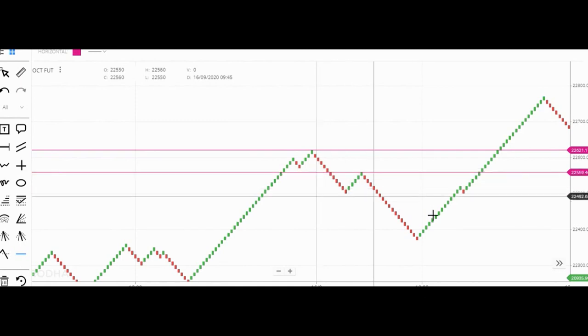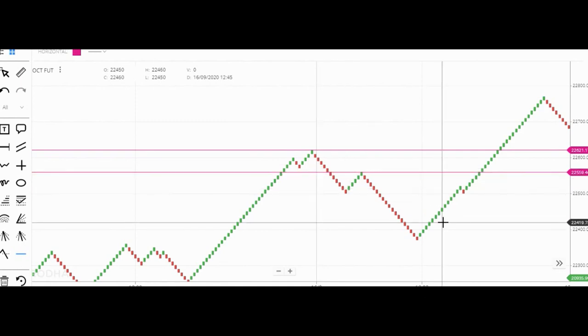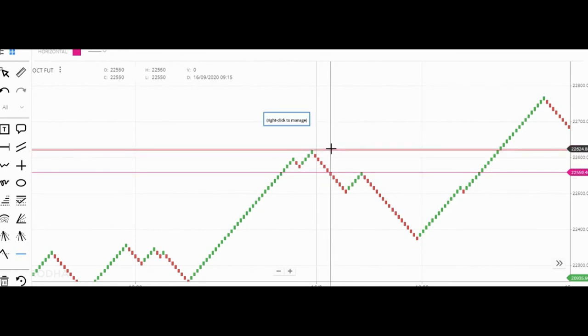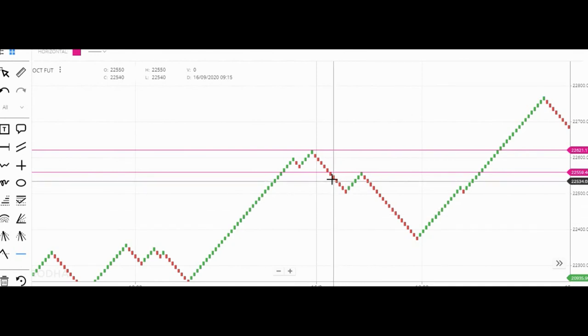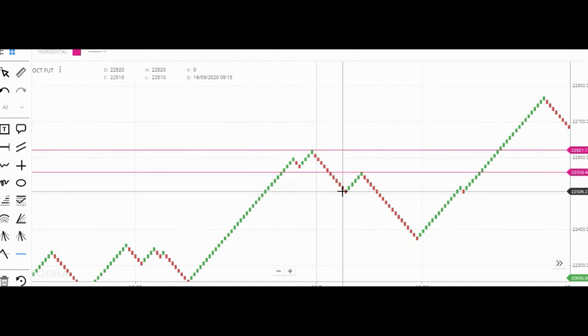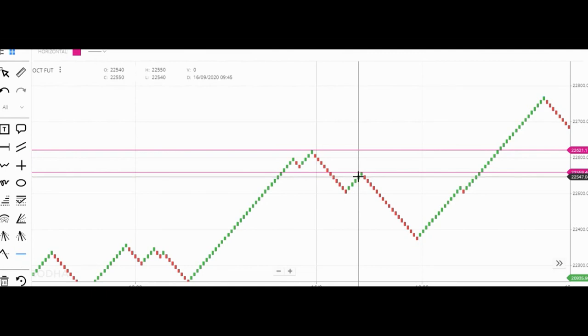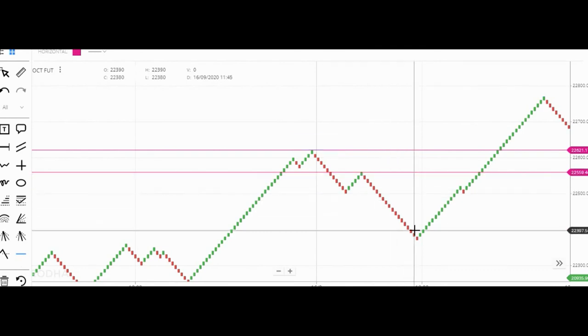So this one, 22,560. Stop loss is 22,625, around 65 points stop loss. Okay, so it fell down to some extent, then it started rising. Okay, just a small retracement, then again it fell down.